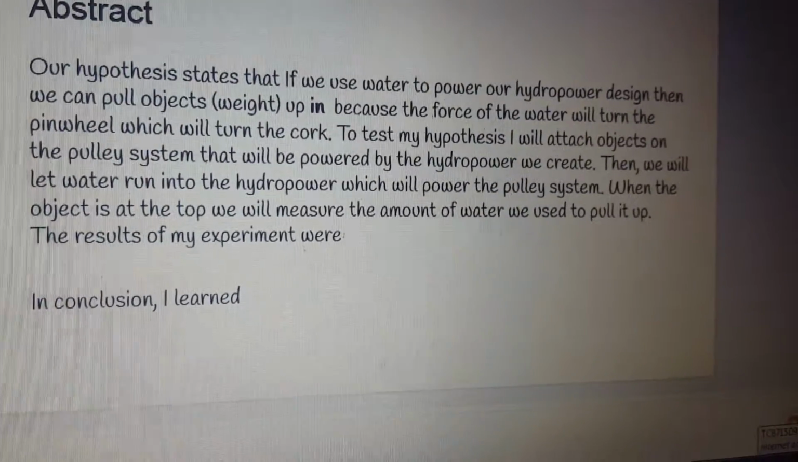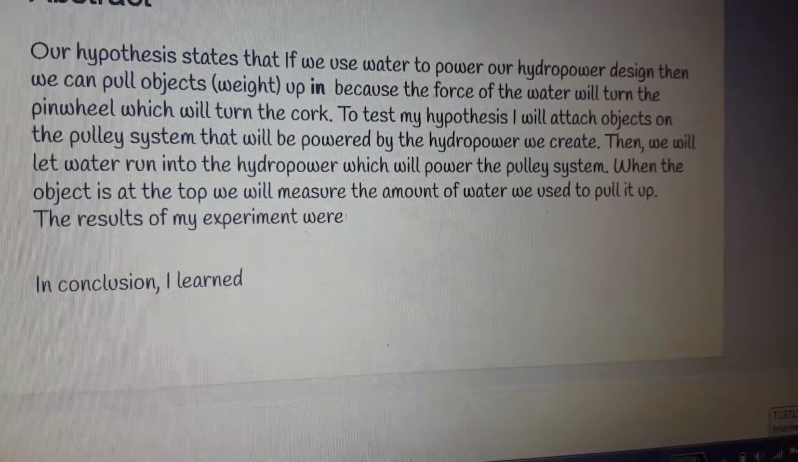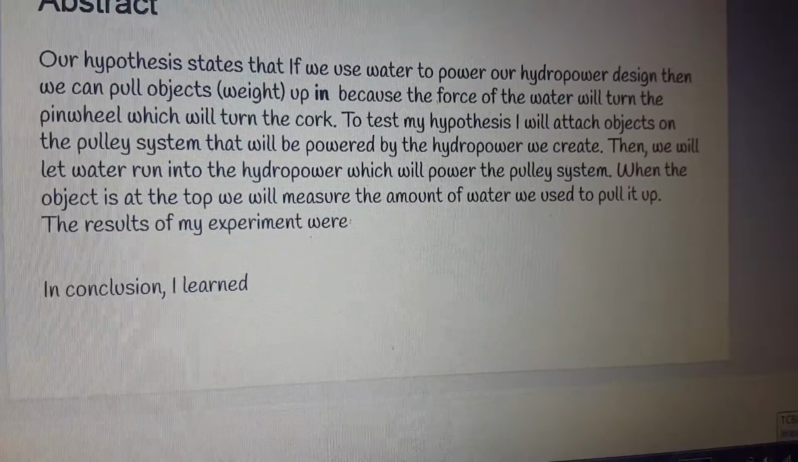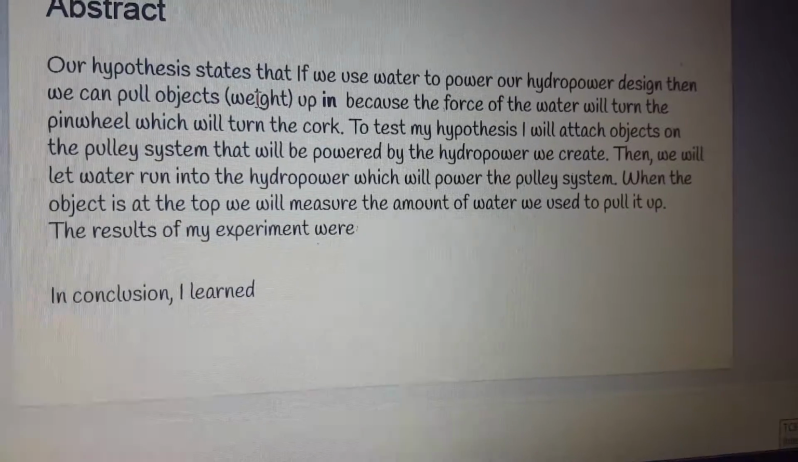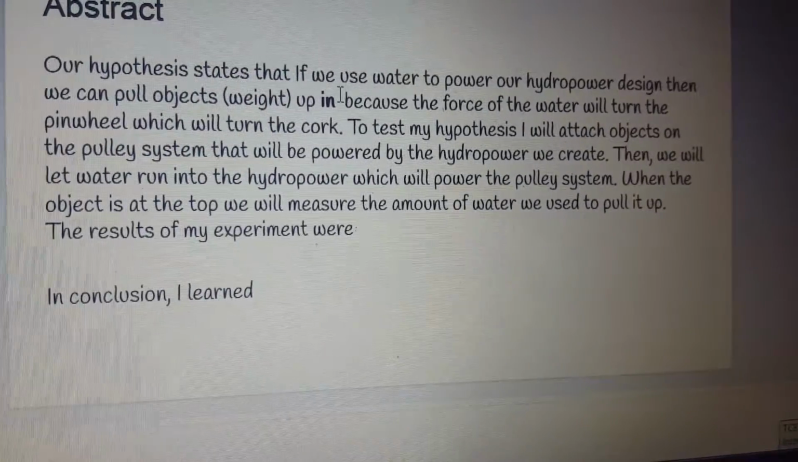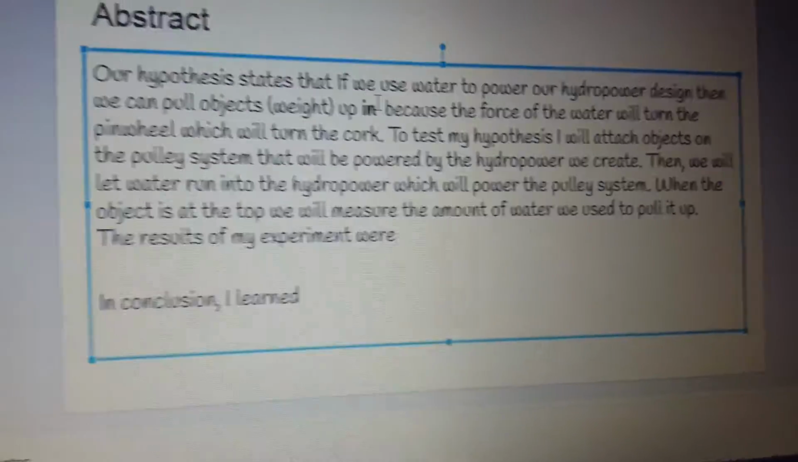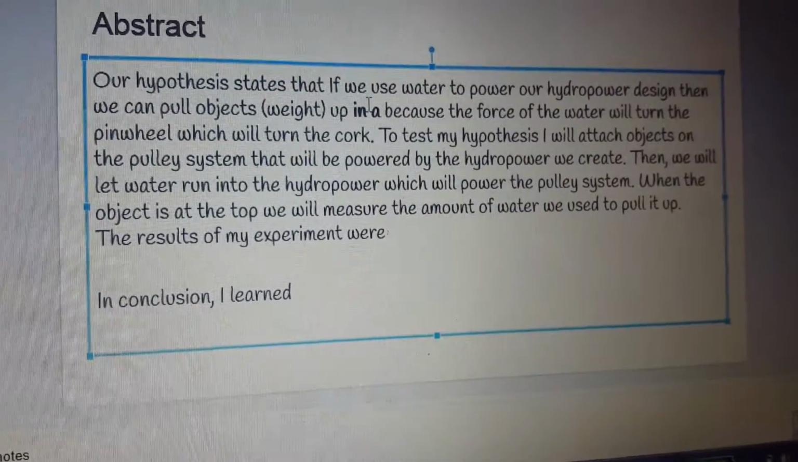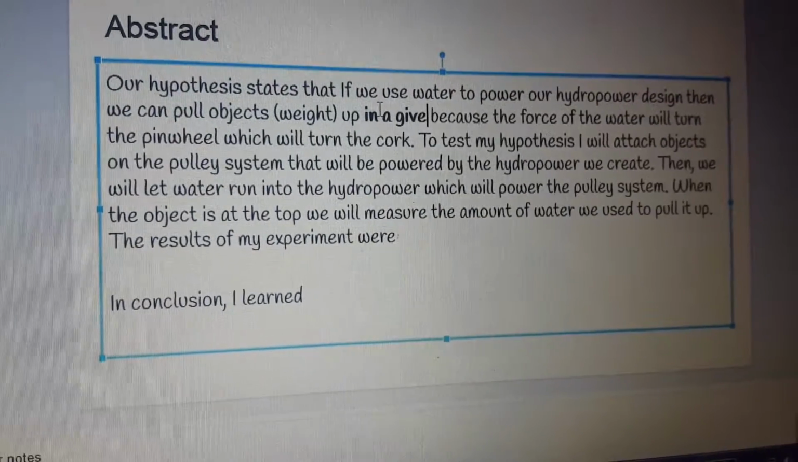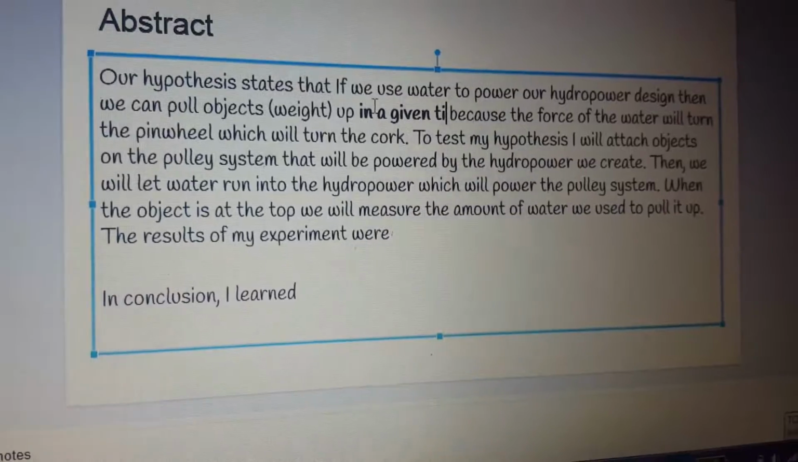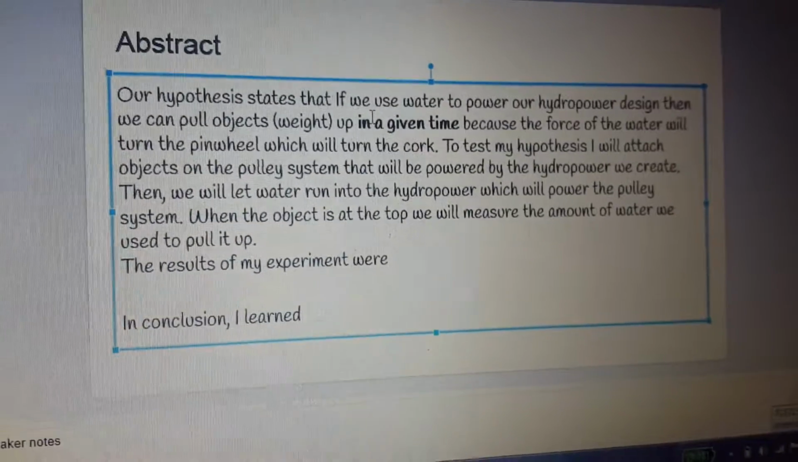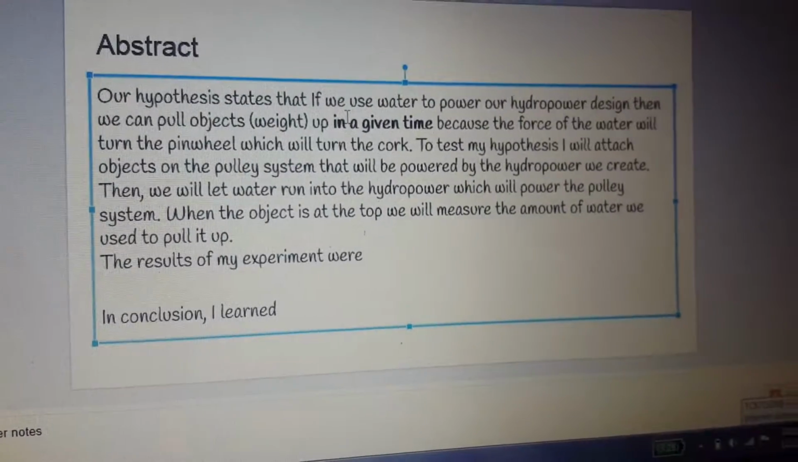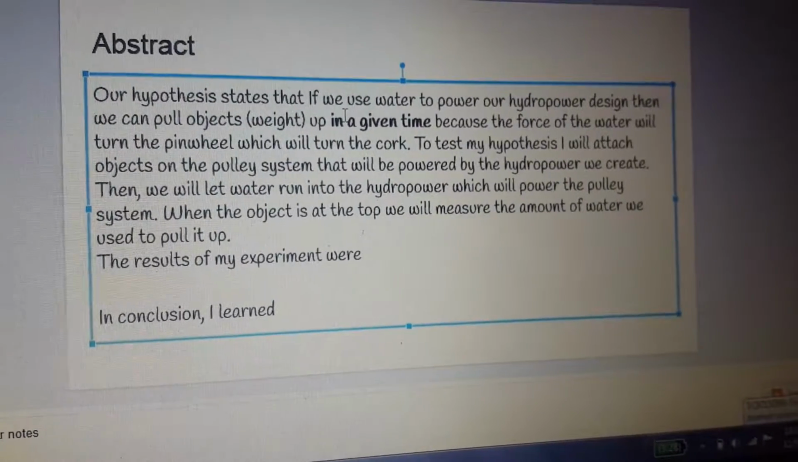And of course, the second part of this abstract, our hypothesis states that if we use water to power our hydropower design, then we can pull objects, wait up, in, I highlighted this part, in, remember we're talking about force, a given time. The reason why you use the word given is because we don't know what the time is. We're just saying in some time, we're going to have to be able to pull objects using our design.